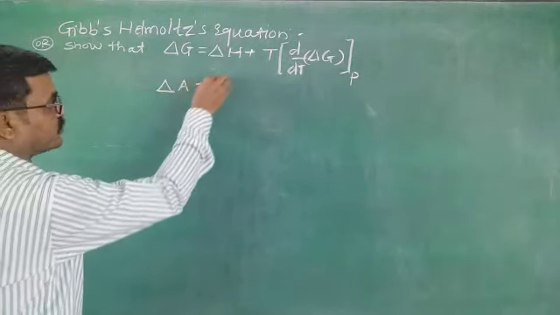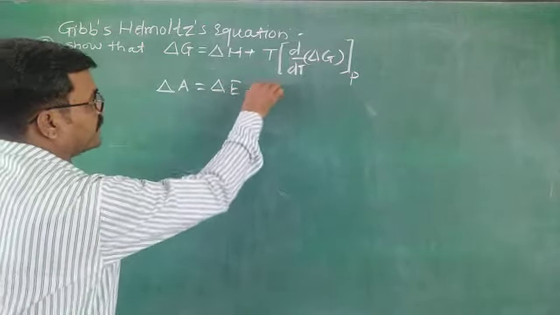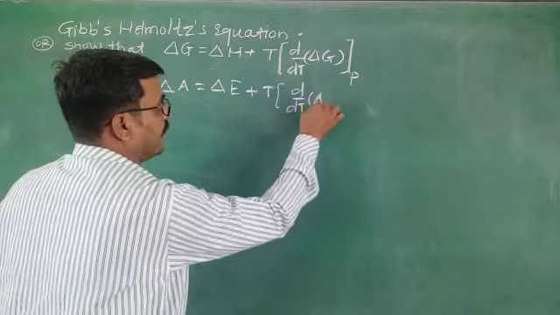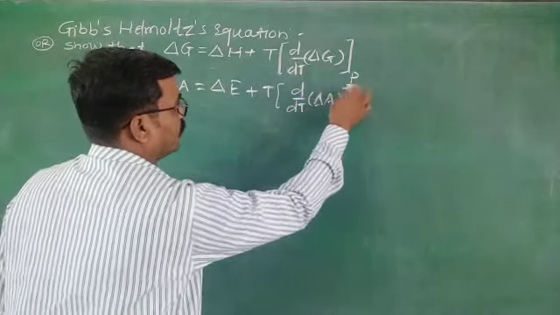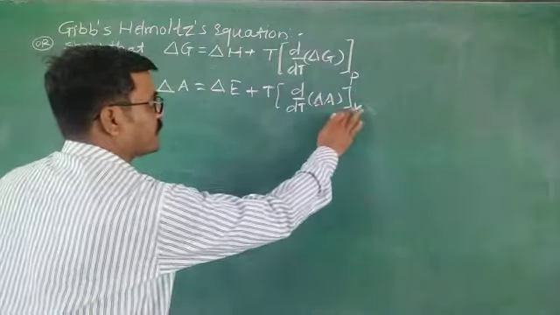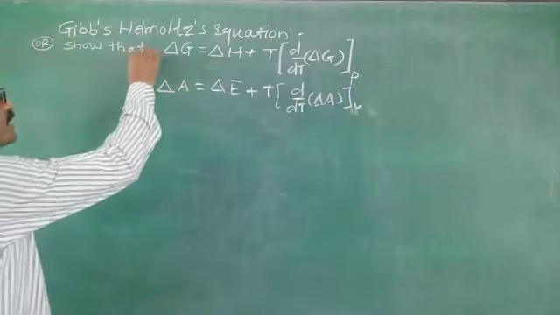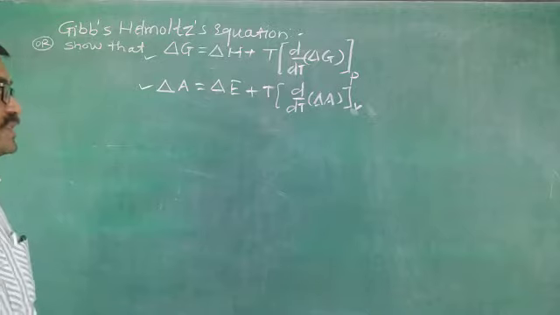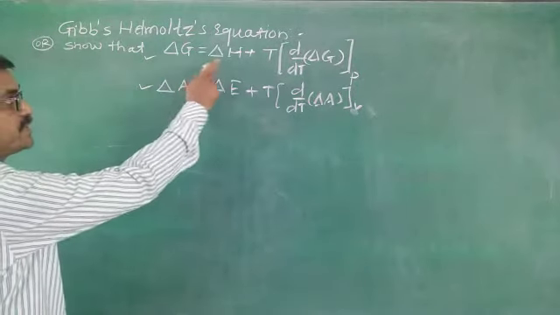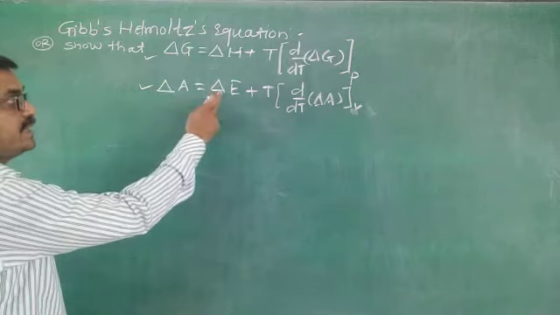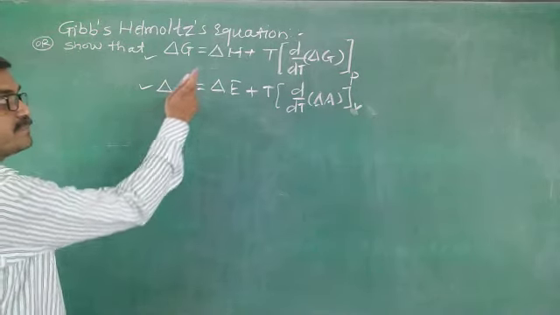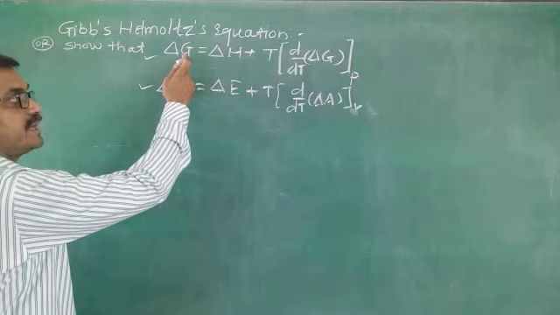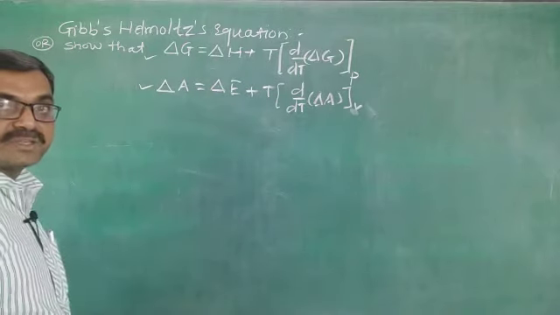or it may be shown as delta A is equal to delta E plus T into d/dT of delta A at constant volume. These are nothing but the Gibbs-Helmholtz equation. Now see how the Gibbs-Helmholtz equation is derived. This is the Gibbs-Helmholtz equation in terms of internal energy and Helmholtz free energy. Here is the Gibbs-Helmholtz equation in terms of free energy delta G and enthalpy delta H.